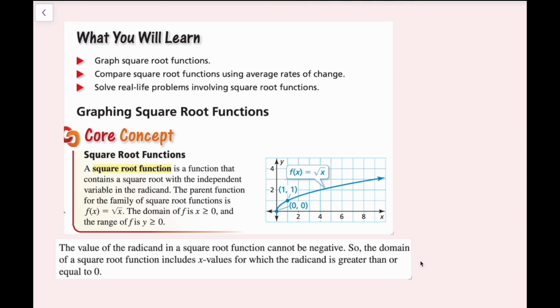The value of the radicand in a square root function cannot be negative, so the domain of a square root function includes the x values for which the radicand is greater than or equal to 0. And notice the radicand is just the inside of the radical here. And it makes sense because if I try to take the square root of a negative number, I'm not going to get any real number that pops out of that.